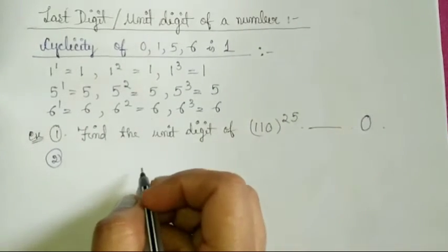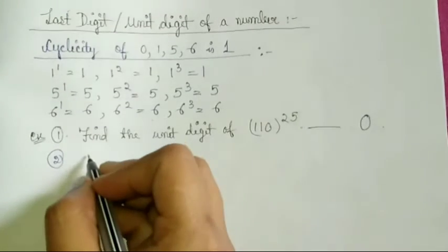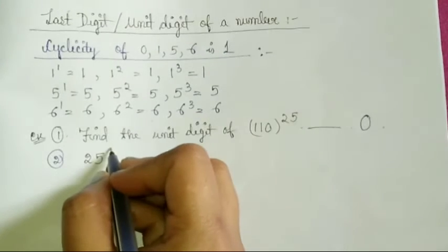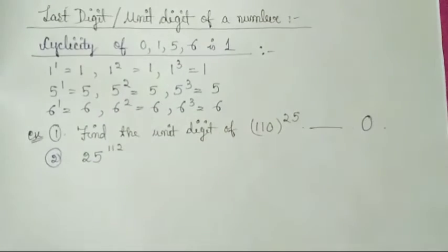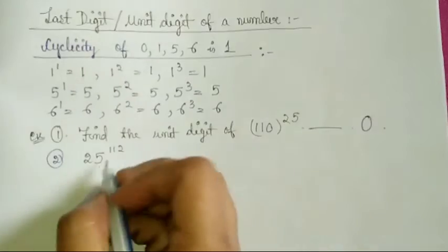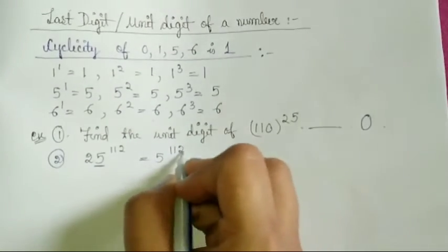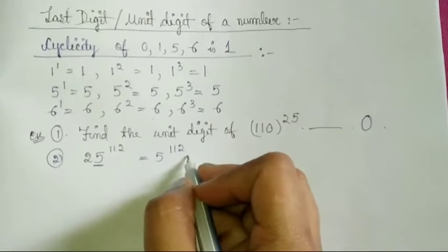Next, let us take another example. Suppose it's 25 raised to the power 112. We will just consider the unit digit. Here the unit digit is 5, and 5 raised to the power 112, raised to the power whatever, it will be 5 itself.